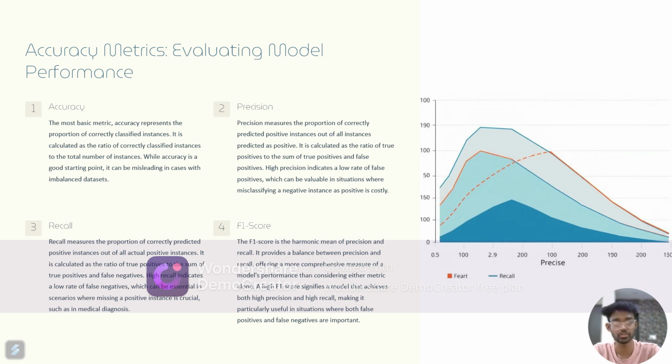F1 score. The F1 score is the harmonic mean of precision and recall. It provides a balance between precision and recall, offering a more comprehensive measure of a model's performance than considering either metric alone. A high F1 score signifies a model that achieves both high precision and high recall, making it particularly useful in situations where both false positives and false negatives are important. As you can see in the diagram, here is precision and recall, and it is the graph of precision.